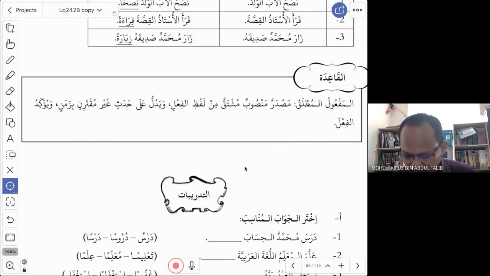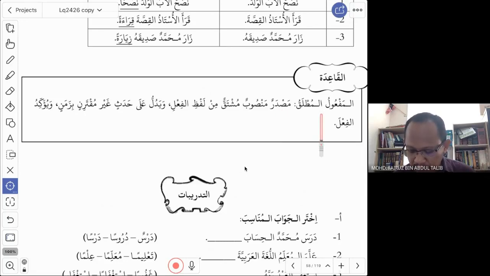The first type of masdar is the masdar that we have to refer to the dictionary, to the qamus, or we call it masdar sama'i. For three-letter fi'il, you do not know what is the wazan, so you have to refer to the dictionary. But another type of masdar, four-letter fi'il and above, you can form the masdar using the wazan that we have learned. So this is again masdar.